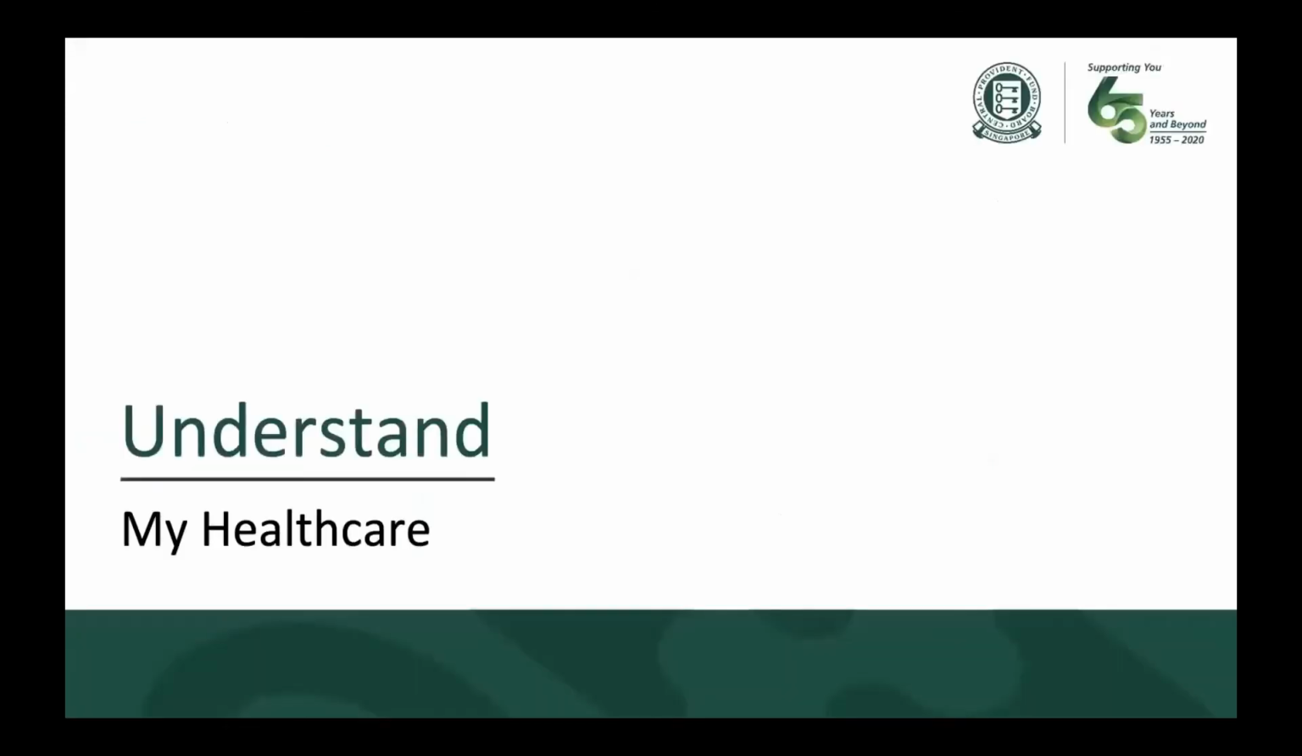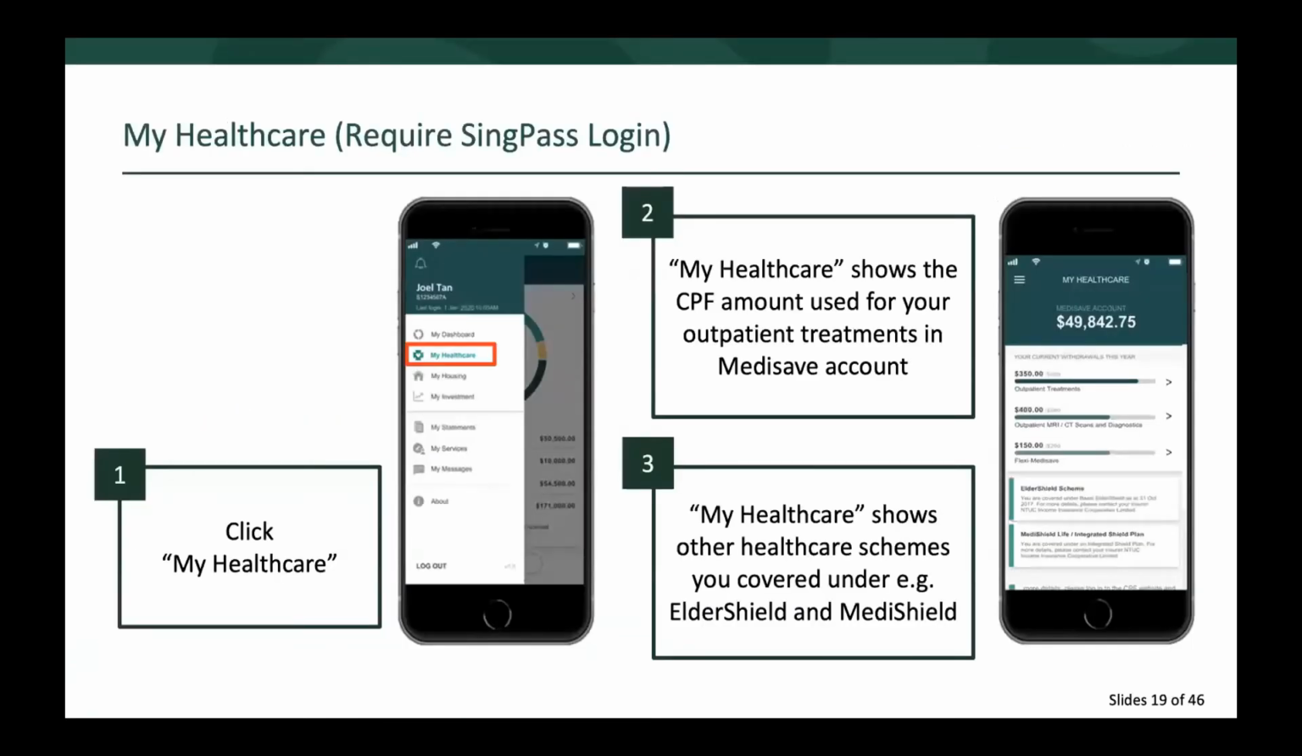The other thing that we always talk about for CPF is healthcare. Similarly, like the previous section, in order to access your dashboard, you need to log in via SingPass. The same is for healthcare. Once you are logged in with your SingPass, go to the three line button on the top left. You will see a menu that pops up from the side, and then choose My Healthcare.